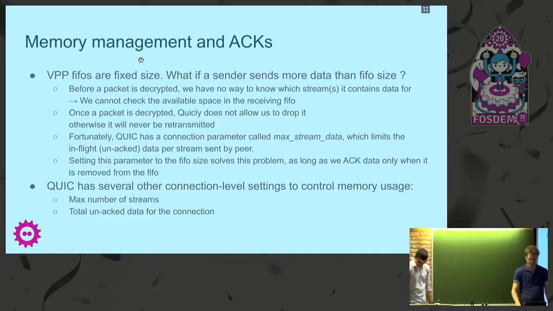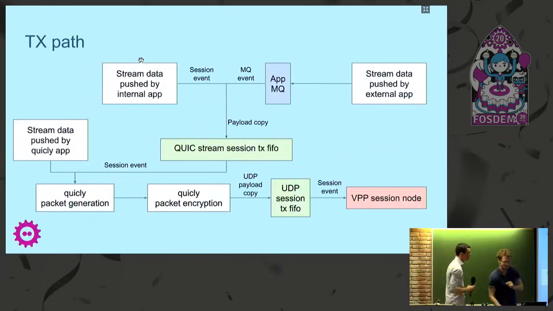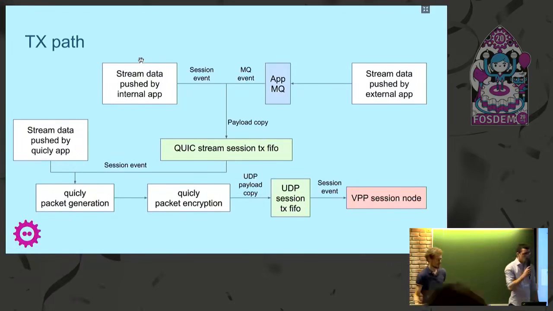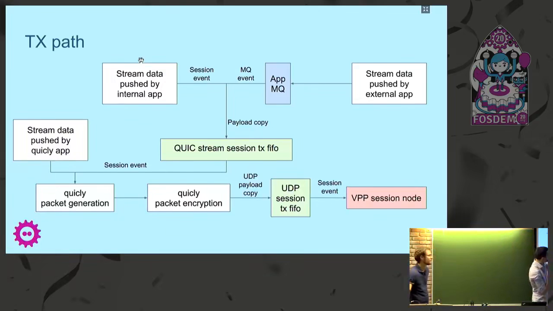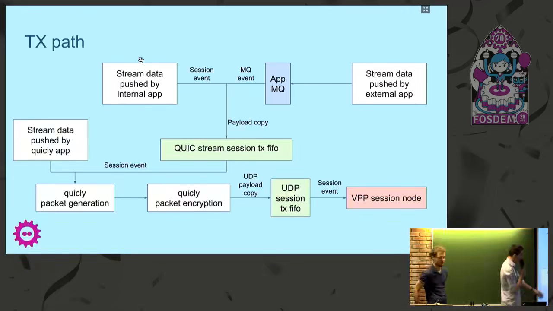So after RX, after having received the packets, we now want TX. And you probably noticed the TX path is really similar to the RX path. It's just the same graph, but in the opposite direction, basically. So the data can come either from external apps or internal apps, in which case it will be pushed into the QUIC stream session TX FIFO, which will trigger an event which will call Quicly, or it can come from a Quicly app using Quicly directly and telling it to generate new packets and send the data.